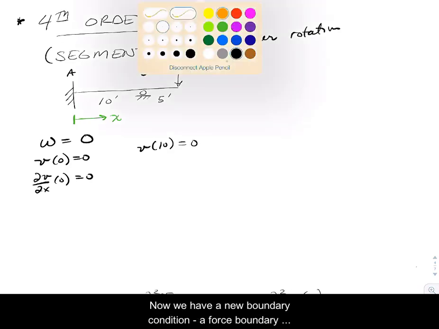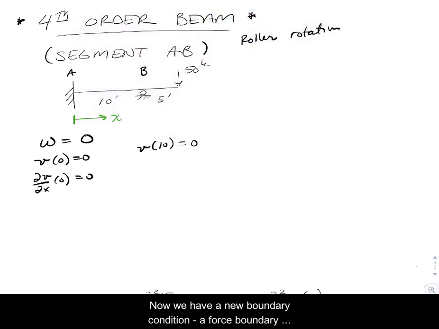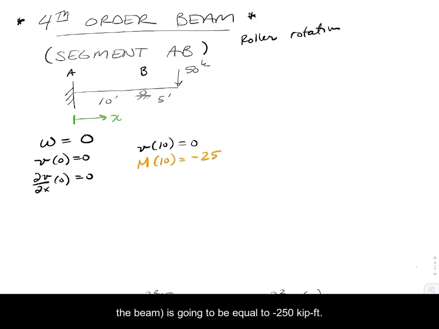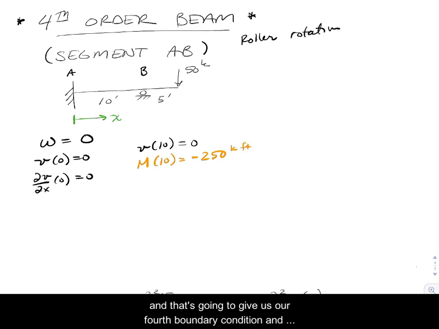And now we have a new boundary condition, a force boundary condition. I know the moment at 10 feet, the moment inside the beam, is going to be equal to minus 250 kip feet. And that's going to give us our fourth boundary condition, and we need 4 of them. We'll discuss how do we know that that's the internal force, that's the force boundary condition that we know.